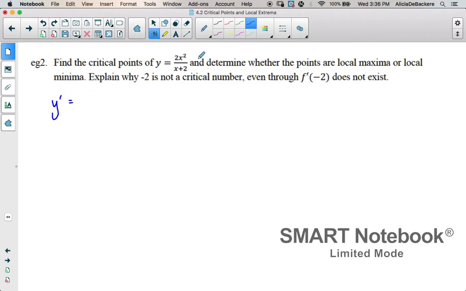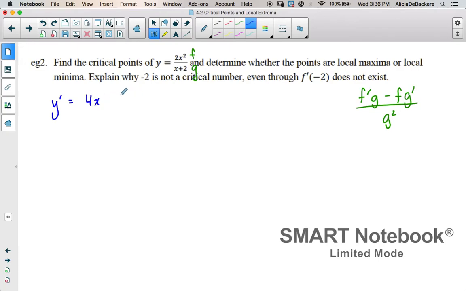I'm going to take the derivative. I've got a quotient rule here, so I'm remembering that I've got an f function over a g function, and the quotient rule tells me to take the derivative of the top times the bottom minus the top times the derivative of the bottom all over the bottom squared.